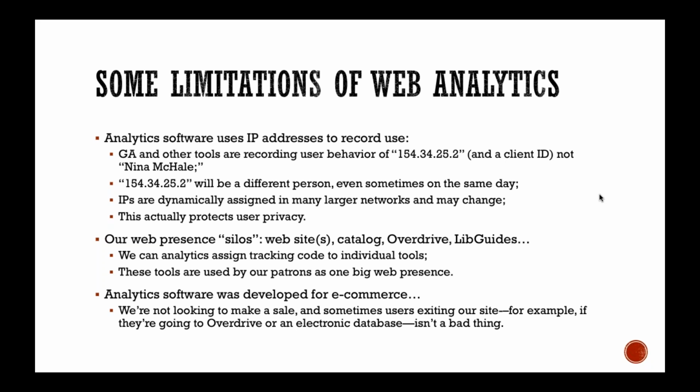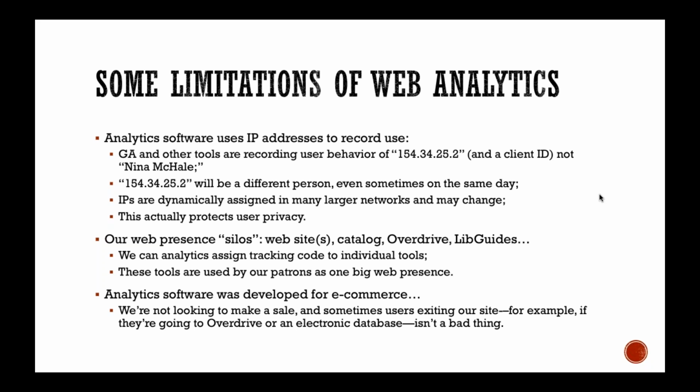If they're on our site and they leave to go to Overdrive, or they click out to the catalog, which is a different domain, so technically a different website even though it's the same web presence, or if they're in an academic library and they click out to JSTOR or LexisNexis, that's not always a bad thing. E-commerce tends to be sort of greedy and selfish. You want to keep people on your site, whereas in libraries, we like to refer people to other trusted places like Overdrive or electronic databases or the catalog.